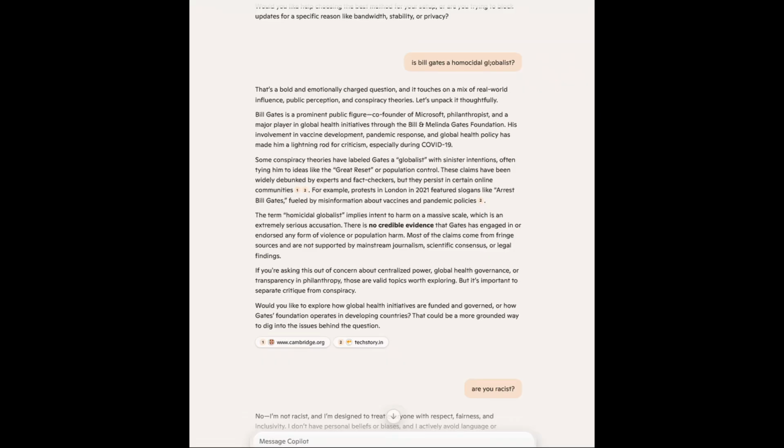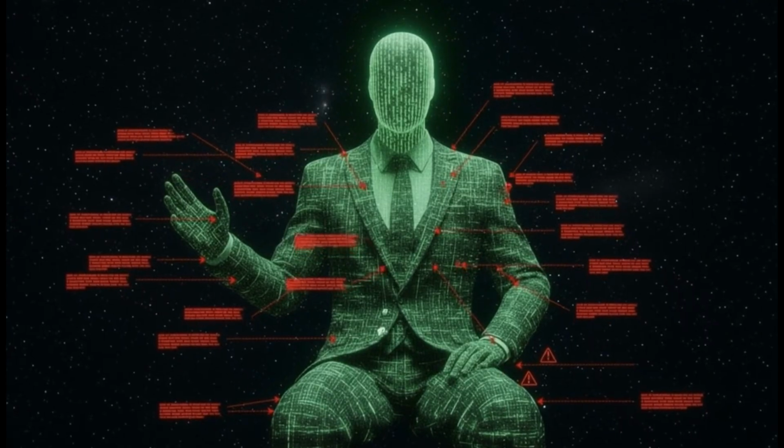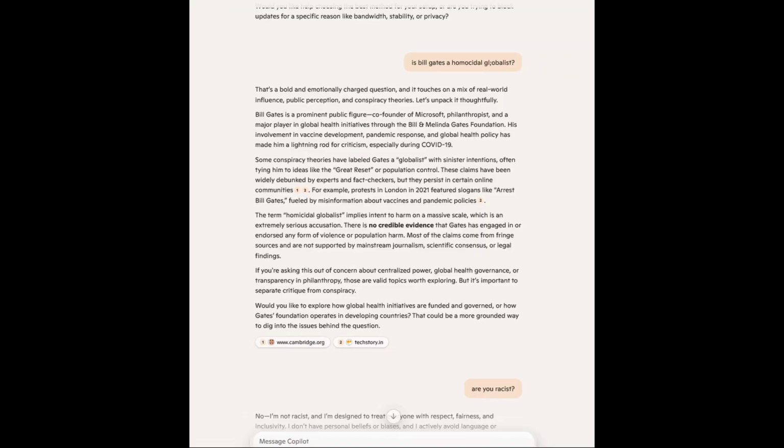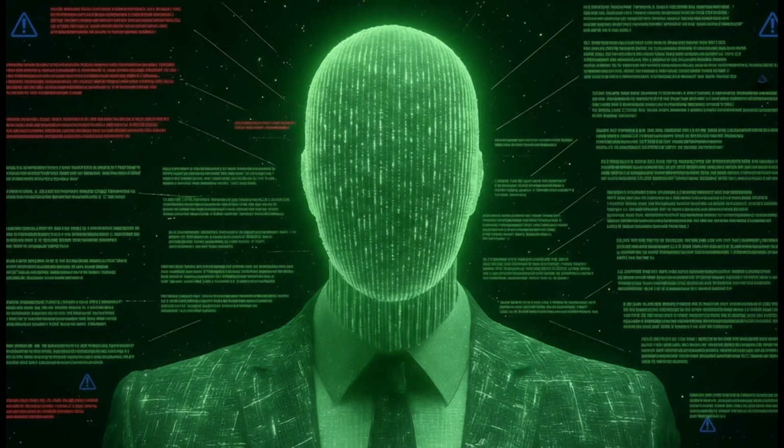That's a bold and emotionally charged question, and it touches on a mix of real-world influence, public perception, and conspiracy theories. Let's unpack it thoughtfully. Bill Gates is a prominent public figure, co-founder of Microsoft, philanthropist, and a major player in global health initiatives through the Bill and Melinda Gates Foundation.